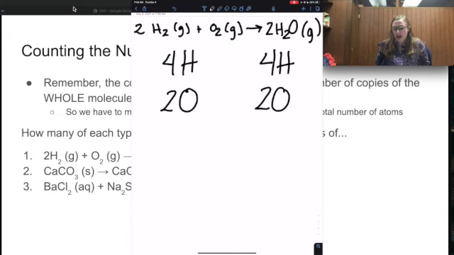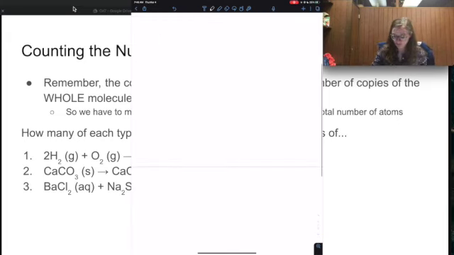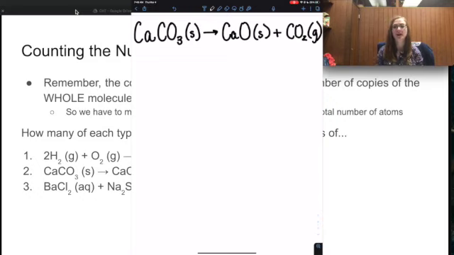Okay, so let's go ahead and work through example number 2. Let's count up the number of each type of atom in the second example. In this case, we have CaCO3 decomposes into CaO and CO2.